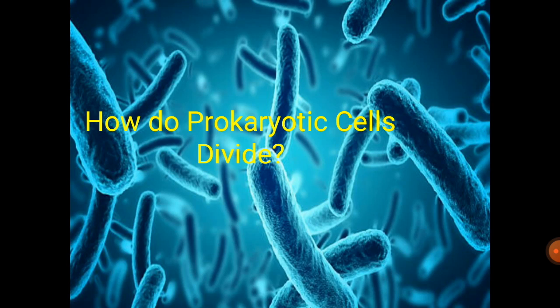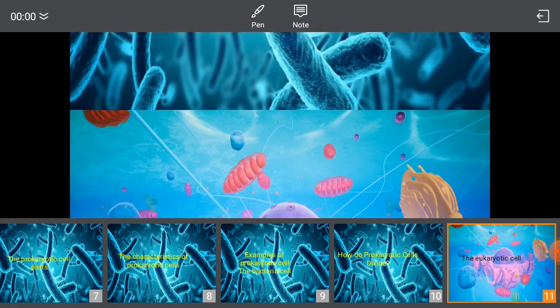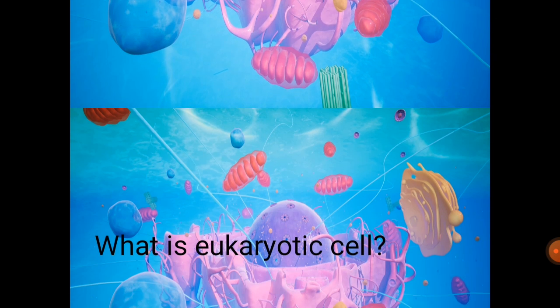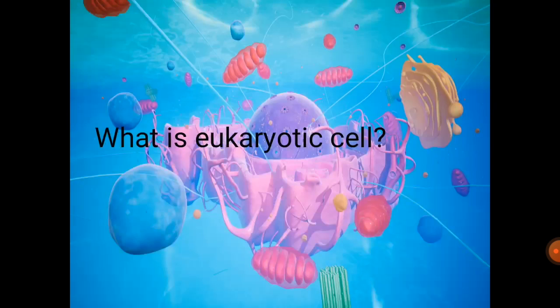Okay, the next one is the eukaryotic cell. First, what is a eukaryotic cell? A eukaryotic cell contains membrane-bound organelles such as the nucleus, mitochondria, and endoplasmic reticulum. Organisms based on eukaryotic cells include protozoa, fungi, plants, and animals. These organisms are grouped into the biological domain Eukaryota. Eukaryotic cells are larger and more complex than prokaryotic cells found in domains Archaea and Bacteria.